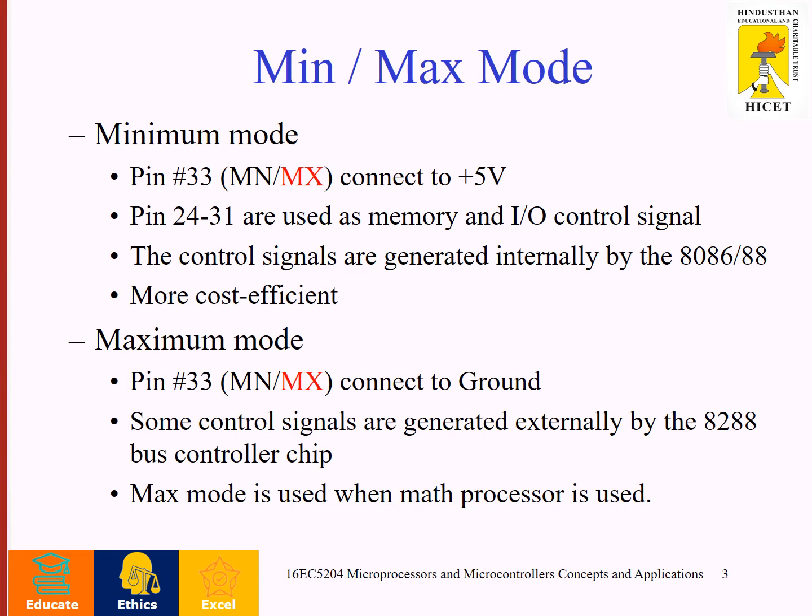The maximum mode is selected by connecting pin number 33 to ground, that means logic 0. Some control signals are generated externally by the 8288 bus controller chip. Maximum mode is used when a coprocessor like the 8087 is used.